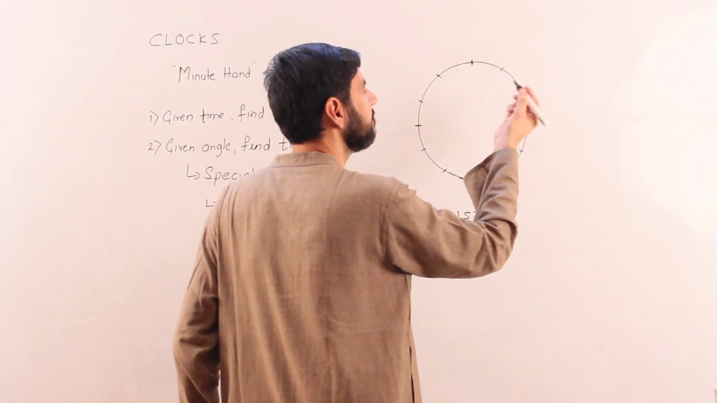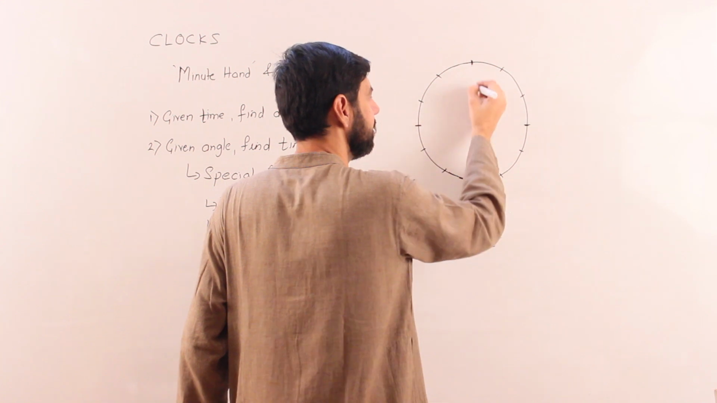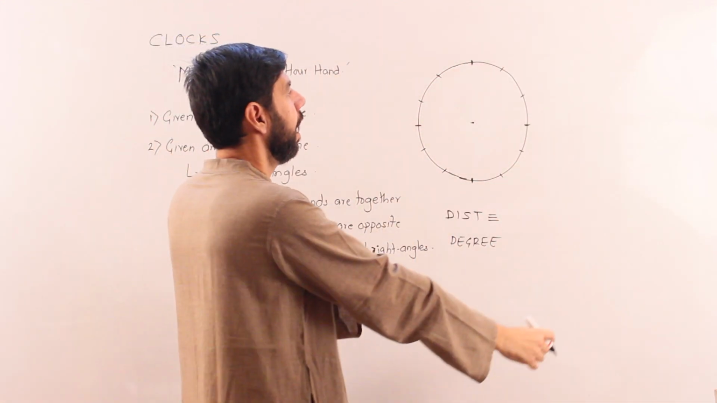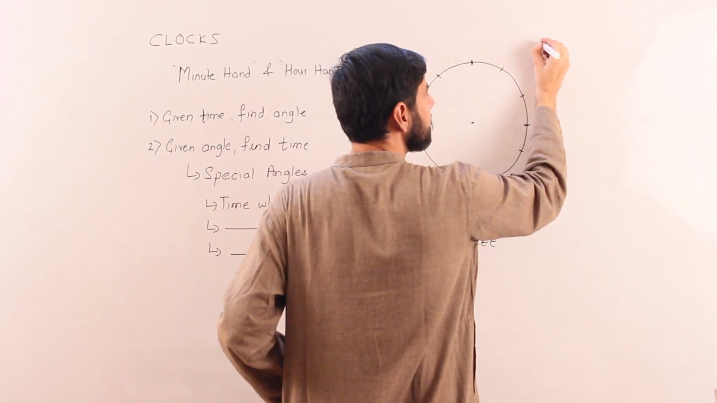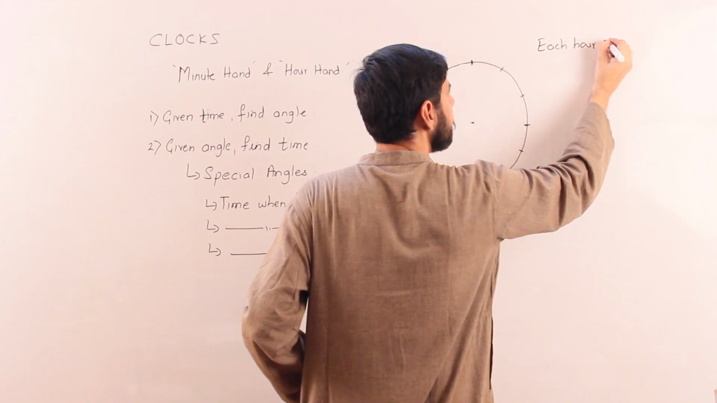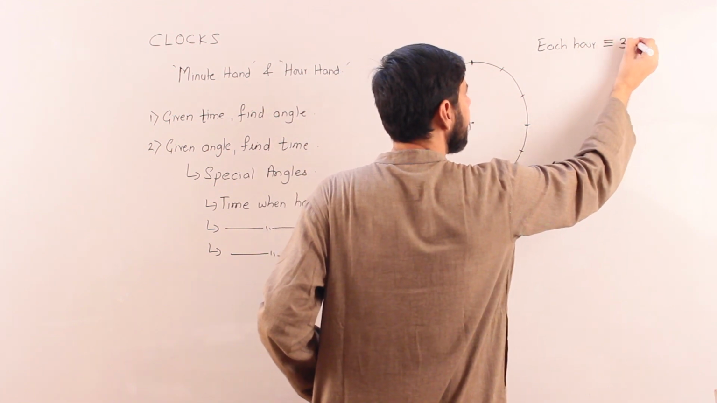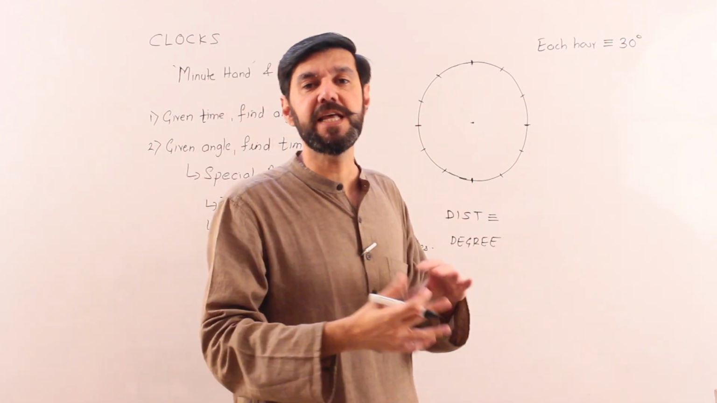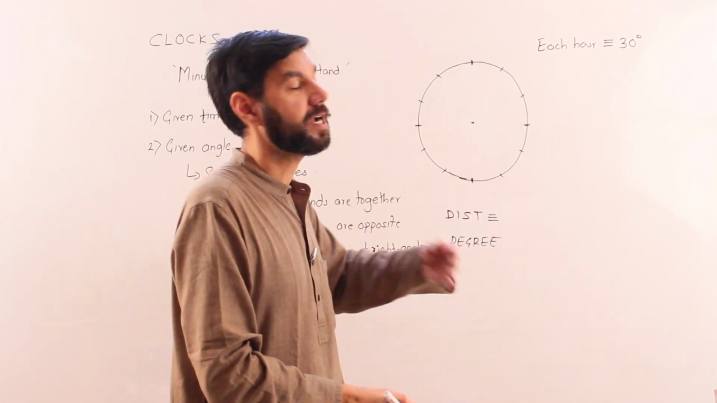And this track is divided into 12 hours. Right? 12, 1, 2, 3 till 11. And so each hour is equivalent to 30 degrees. Now this is something that I'm going to use very often and without explaining it at any moment. So you should be very comfortable with this.